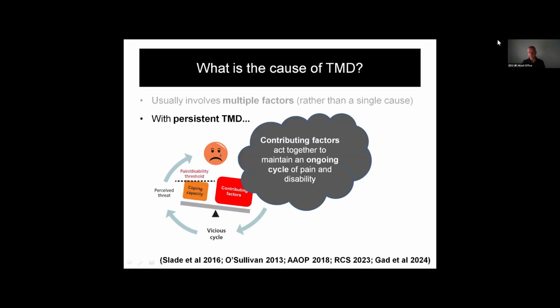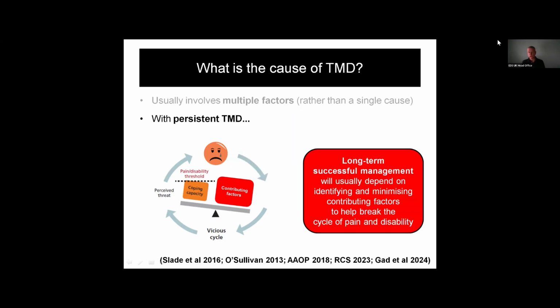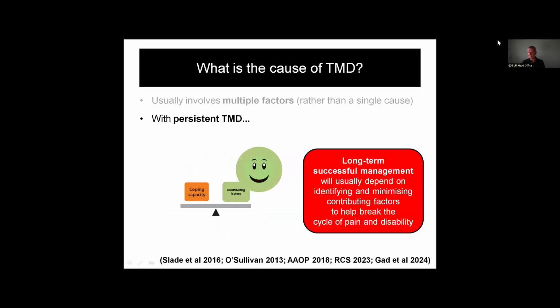With persistent TMD, the various contributing factors act together to maintain an ongoing cycle of pain and disability. So long-term successful management will usually depend on identifying that patient's specific contributing factors and trying to minimize any modifiable factors to help break their cycle of pain and disability.